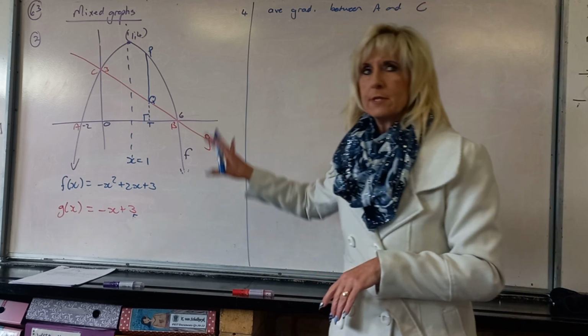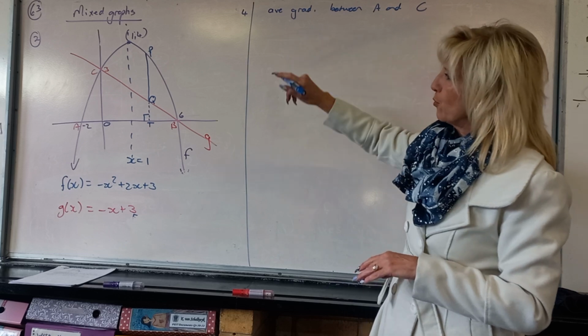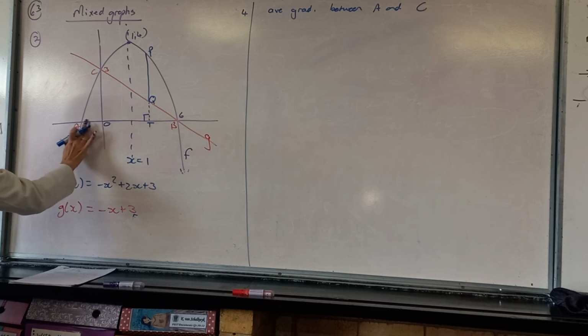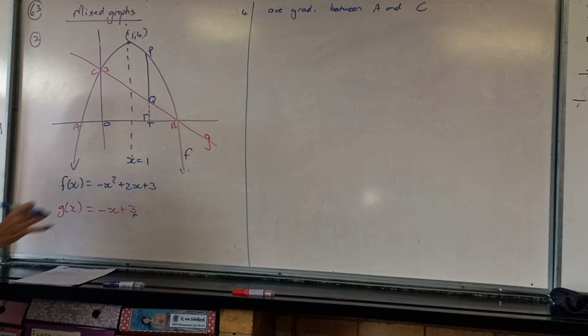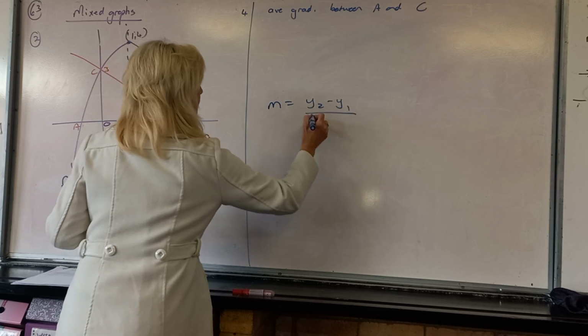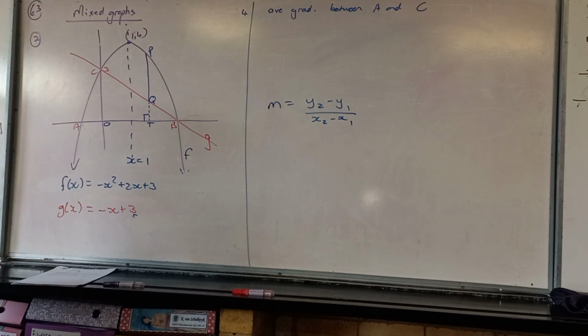Question number 4, still continuing with the same thing. I want the average gradient between points A and C. Now, yesterday we were just throwing some stuff around. I don't know what the x-intercepts are. So if I want the average gradient, first of all, you need to know that it's m equal to the change in y over the change in x, right? So I need those 2 points.